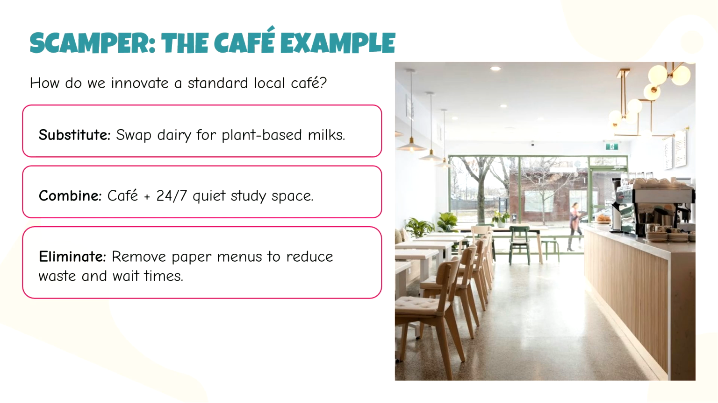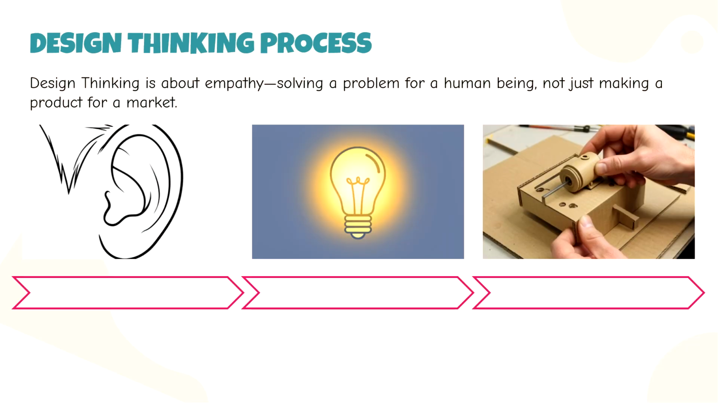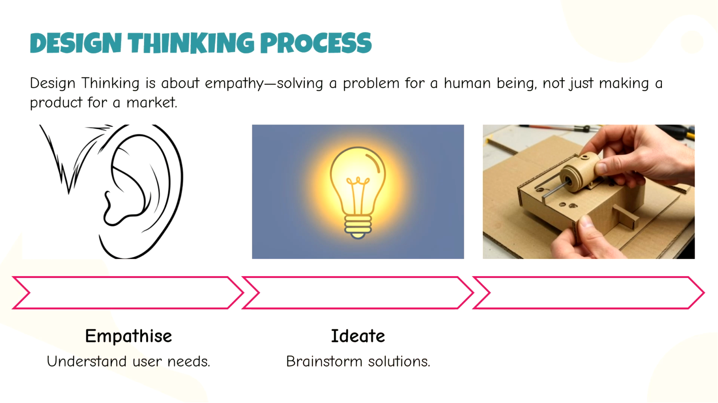Now let's have a look at the design thinking process. Design thinking is about empathy, solving a problem for customers by putting yourself in their shoes. This process starts with empathizing by understanding user needs, ideating by brainstorming solutions to those needs, followed by prototype and testing by building a version and seeing if it works.